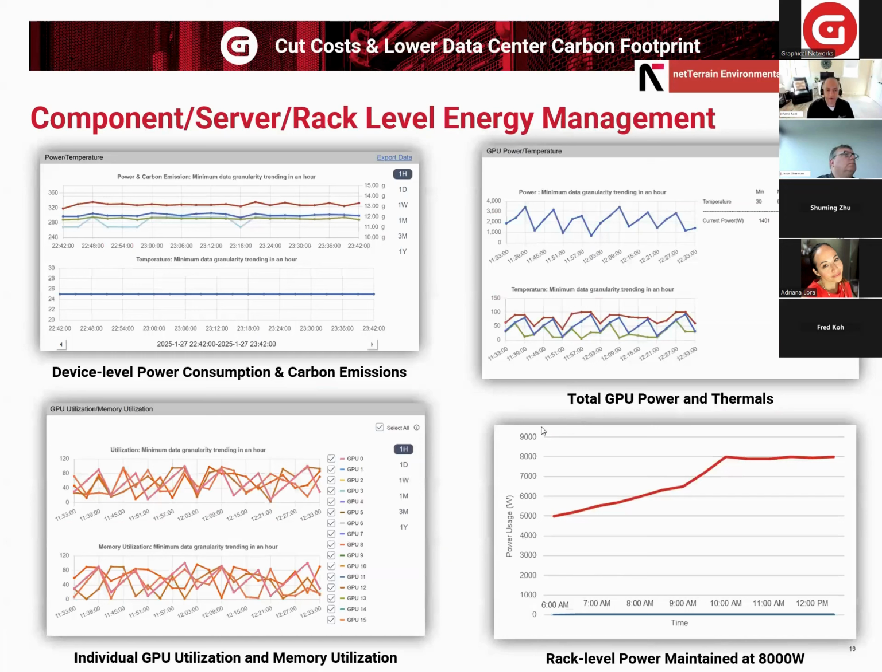And then if we go to the next page, we can look at what this means on a server level. With the advances of AI and so on, there's a need to manage devices and components on a more granular level, and ensure that they are performing optimally. So with EM, you're able to manage the power consumption and carbon emissions on a device level in real time.